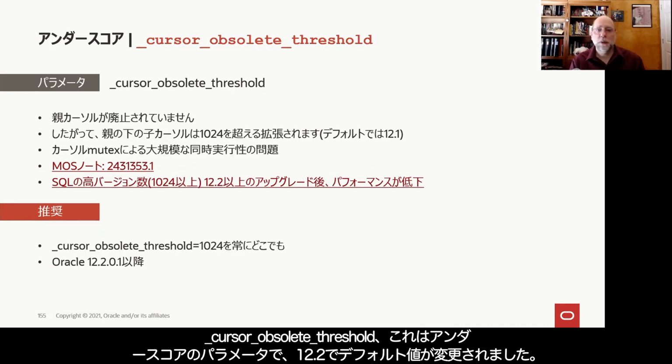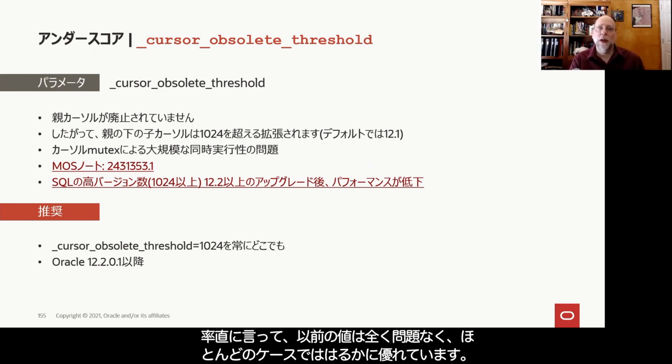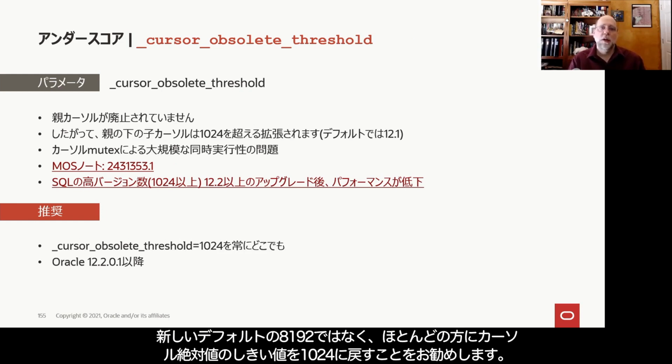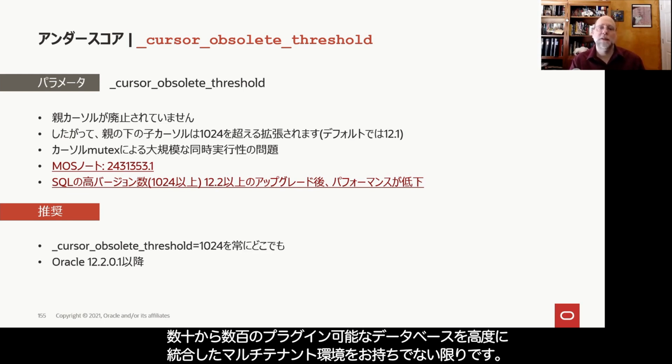Cursor obsolete threshold, this is an underscore parameter that had its default value change in 12.2. And frankly, the old value is perfectly fine and much better for most cases. So instead of the new default of 8192, we would advise most people to set cursor obsolete threshold back to 1024 unless you have a very highly consolidated multi-tenant environment with dozens or maybe hundreds of pluggable databases.